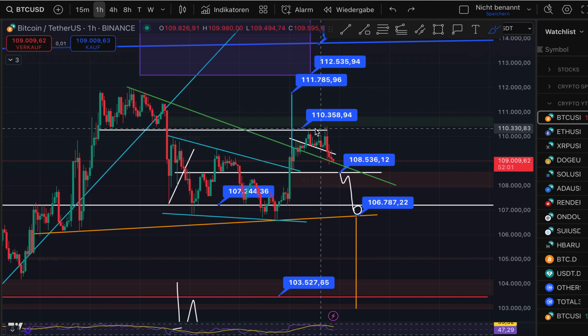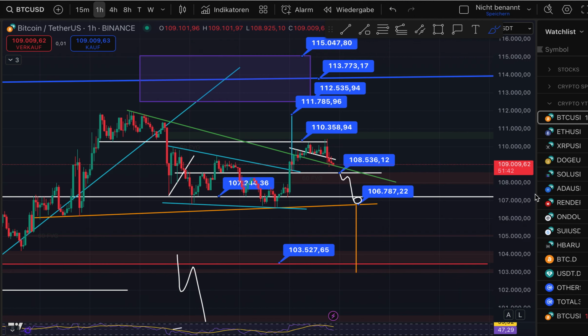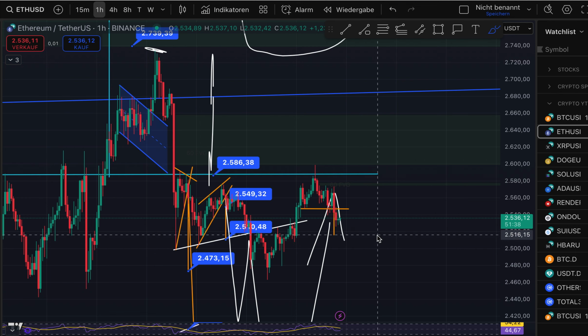So if I see the $110,350 breaking to the upside, including a retest, then I'm going in the retest long. If I see the $106,790 breaking to the downside with a retest, I'm going to be short. So with that said, I can continue with Ethereum.